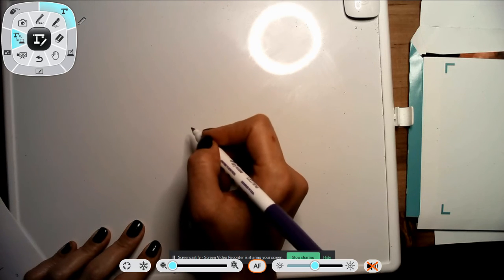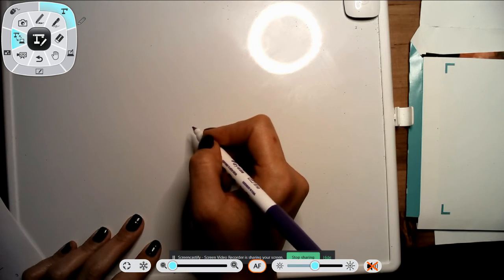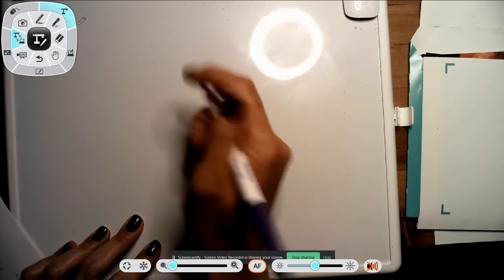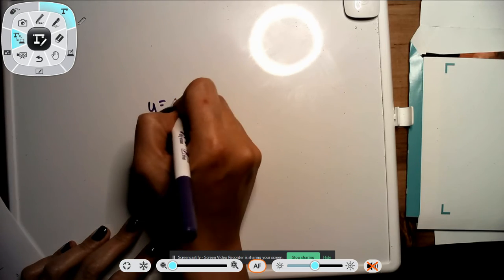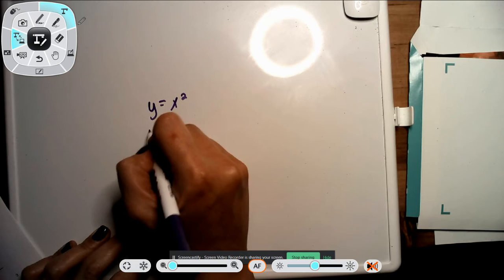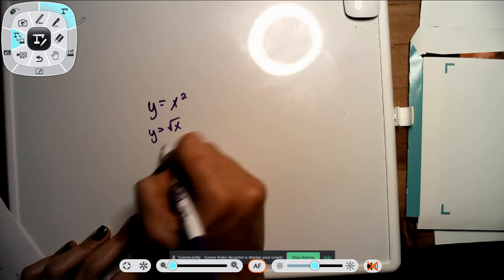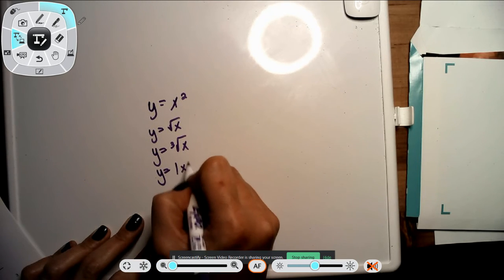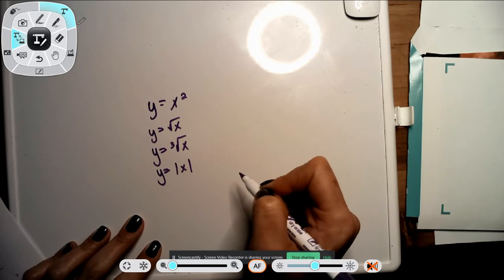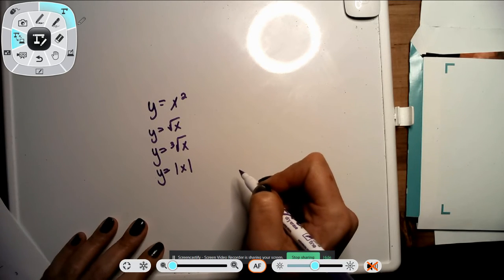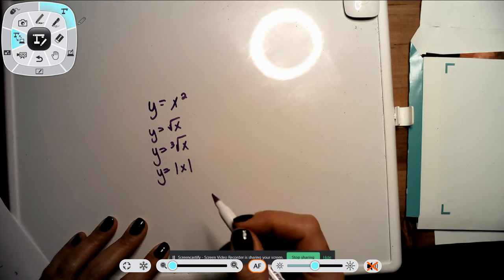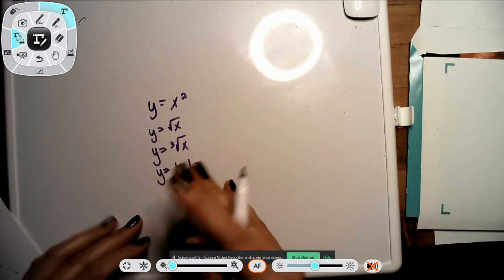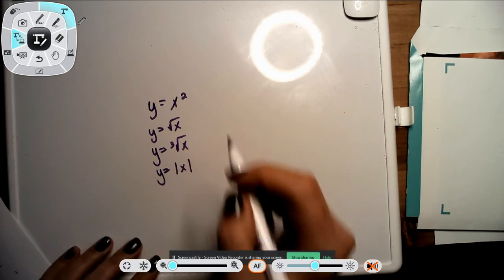So we have four basic, what we call parent functions, which are just an equation without any changes made to it. And those four equations are y equals x squared, y equals the square root of x, y equals the cube root of x, and y equals the absolute value of x. And each of those have a formula for making transformations to them. So ways to move your graph up, down, left, right, to flip it, or to make it narrower or wider. Okay, and we're going to talk about what those are.